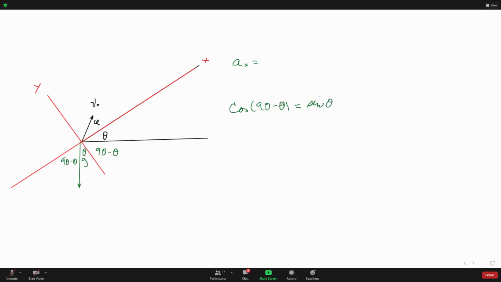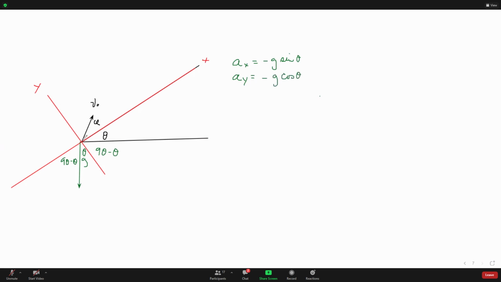Okay, because they're complementary angles, 90 minus theta and theta. So a sub x is minus g sine theta. And a sub y, Benjamin, what's a sub y? Would it be negative g cosine of theta? That sounds right to me.